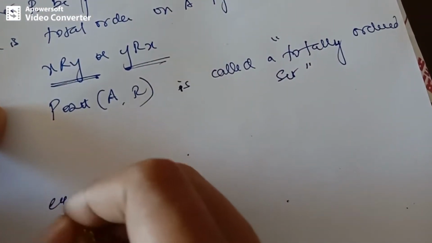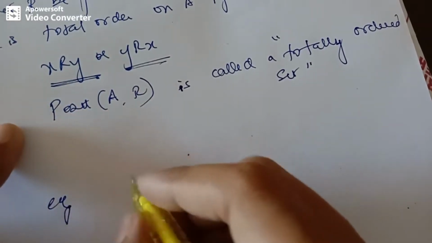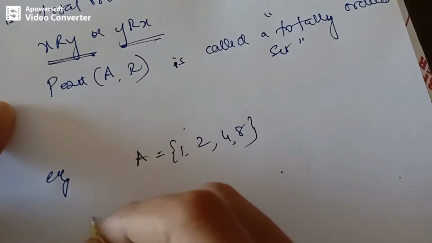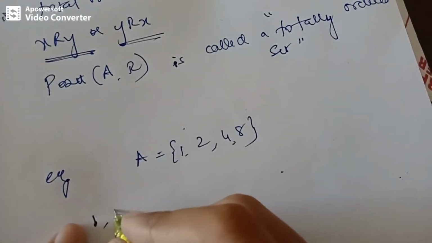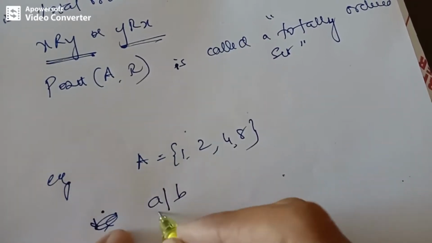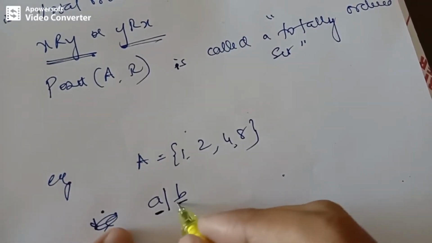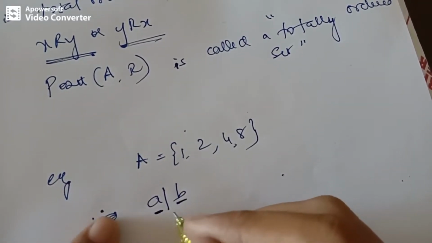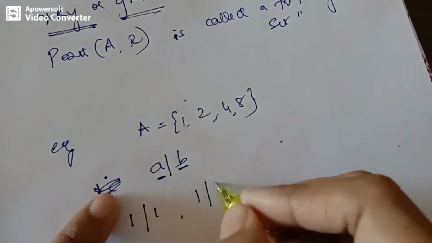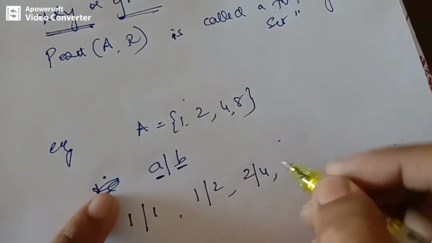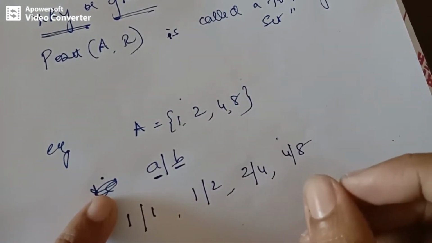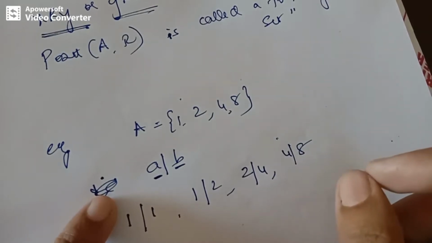So let's take some example. Divisibility relation on set A. Let us consider these elements. Okay, divisible, that is, one is divisible by one. Divisibility relation means if you take two elements, the first element should divide the second element. That is, for each and every element it should work. 1 divides 1, correct? 1 divides 2, 2 divides 4, 4 divides 8, correct? So each and every element is divisible.